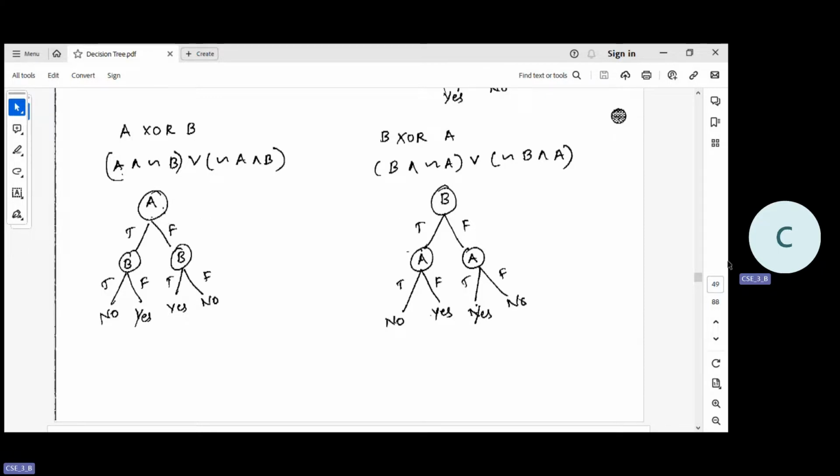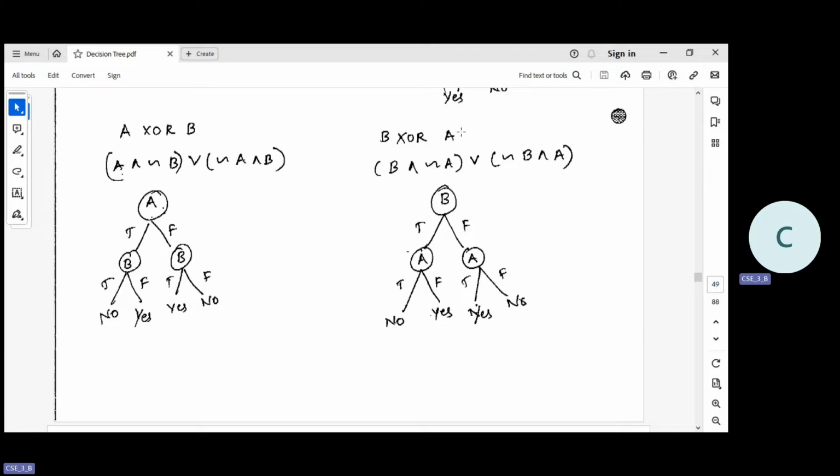We have added one more time, since it is XOR B, so B, and again we have written two outcomes, that is true and false. When A is false and B is true, so this entire thing is false and this is true, then the decision will be yes. When A is false and B is false, the decision is no.